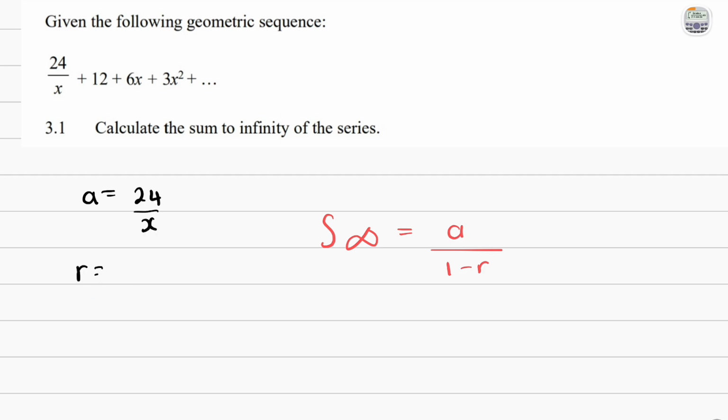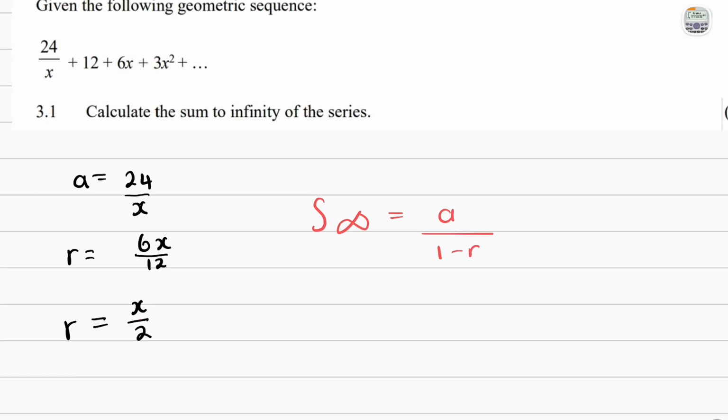And r, we'll find r by saying term 2 divided by term 1 or term 3 divided by term 2, which honestly looks easier in this case. So I'll just say term 3, which is 6x divided by term 2. And so this simplifies to 1 over 2x, or we could just call this x over 2, okay? The 6 cancels in the numerator and the denominator.